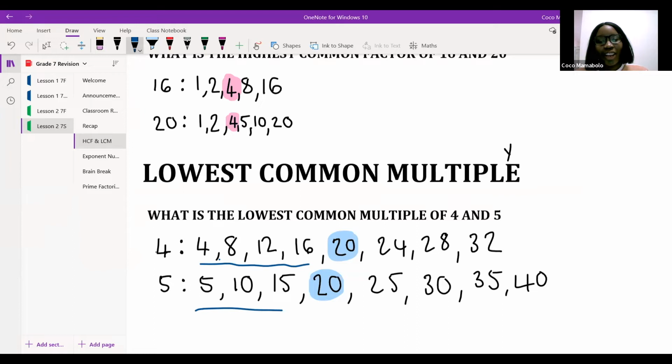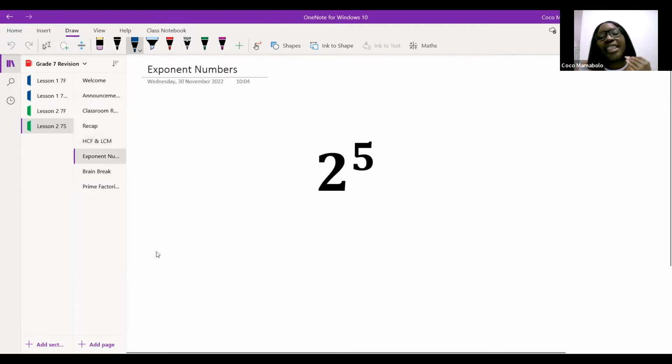Amazing. All right. Okay. So we're going to learn something completely new today. It's not 100% new, but it's something that we really need to know for grade 8. It's very, very important. Okay. We're going to be learning about exponent numbers. Okay.